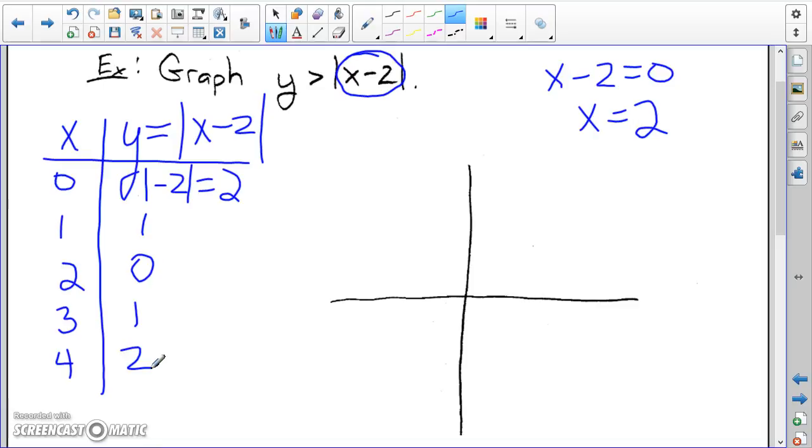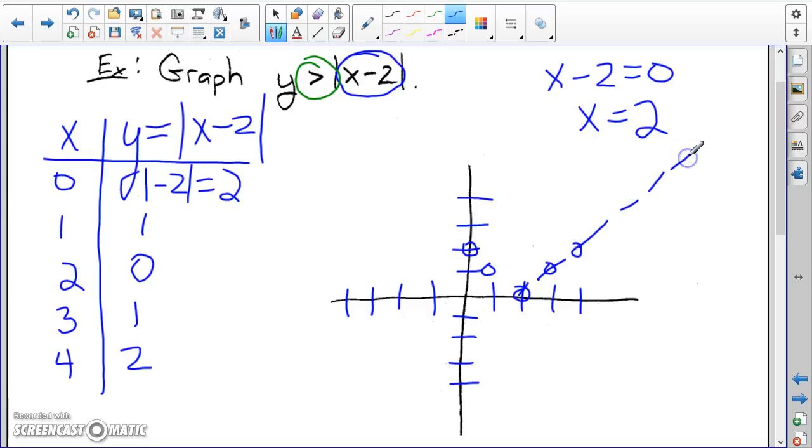Now we have to be very careful here. Again, what kind of line are we going to get? It's just greater than. It's not equal to. Since it's not equal to, we are going to use a dotted line, and with dotted lines we must use open dots. So when I plot these, we're going to plot 0, 2 as an open dot, and 1, 1 as an open dot, 2, 0, 3, 1, and 4, 2, all as open dots connected up with a dashed line.